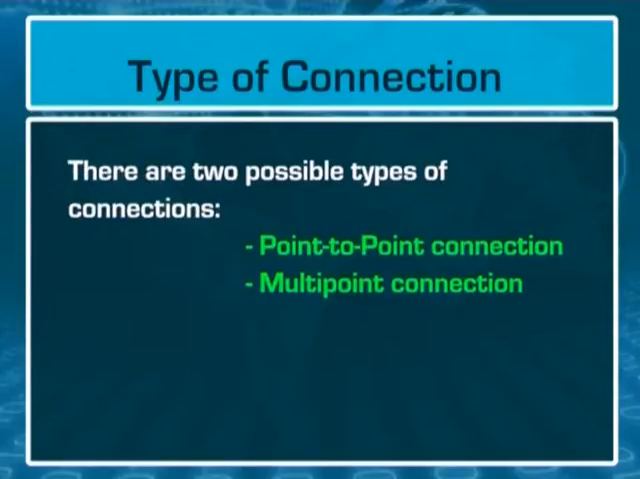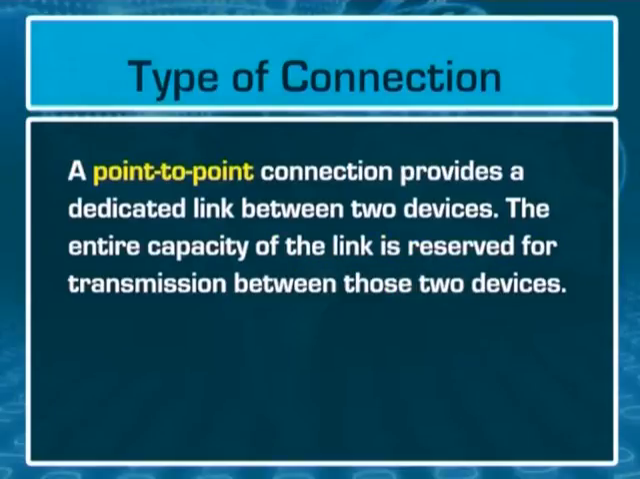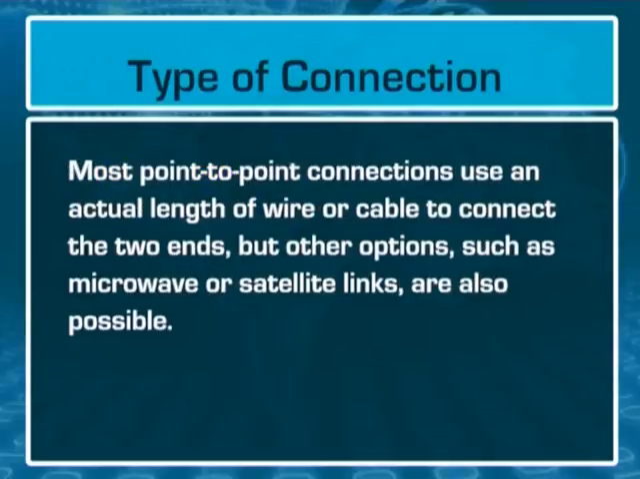There are two possible types of connections, point to point and multi-point. A point to point connection provides a dedicated link between two devices. The entire capacity of the link is reserved for transmission between these two devices. Most point to point connections use an actual length of wire or cable to connect the two ends, but other options such as microwave or satellite links are also possible.